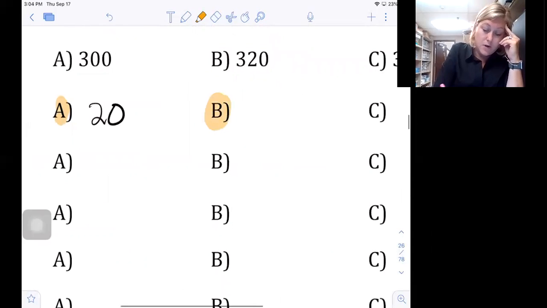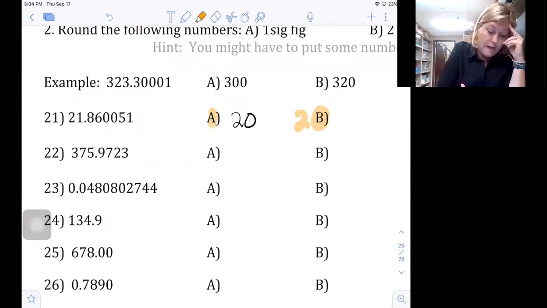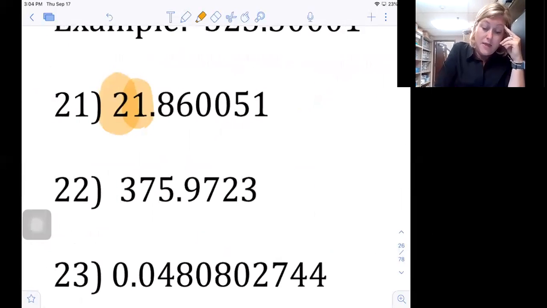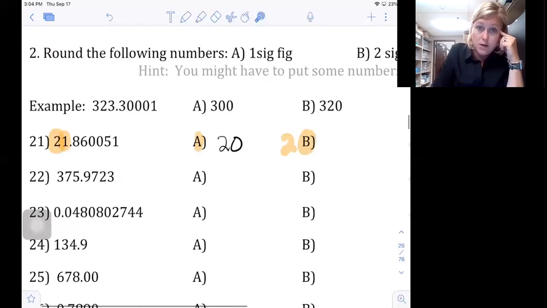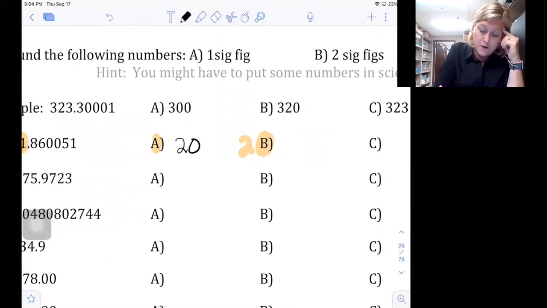Column B wants to have 2 significant figures. Okay, so I'm going to look at this number, highlight the first 2. Then I look at the number behind the first 2, 8. What does the 8 do to the number in front of it? And if you say it rounds it up, you are correct. So this now becomes a 2 and the rest of it disappears. So now this is going to have the answer of 22.